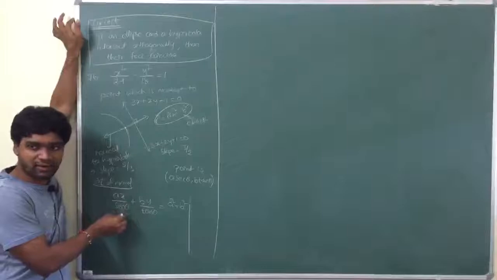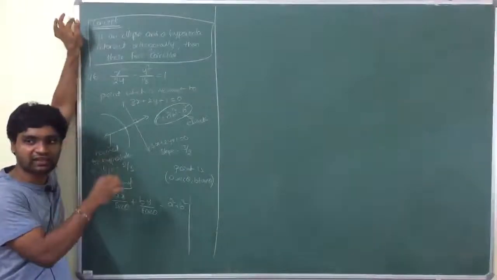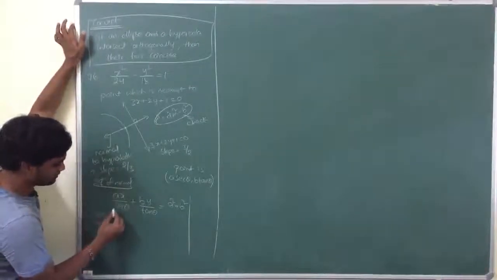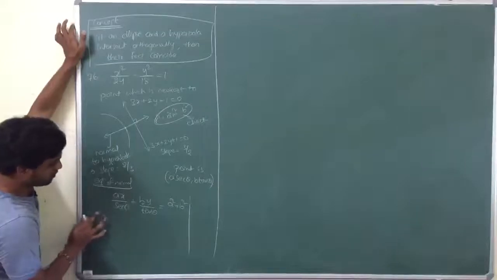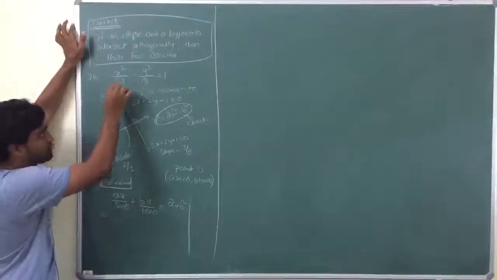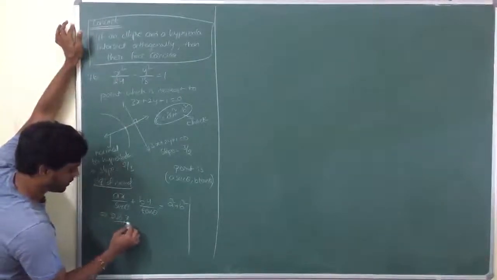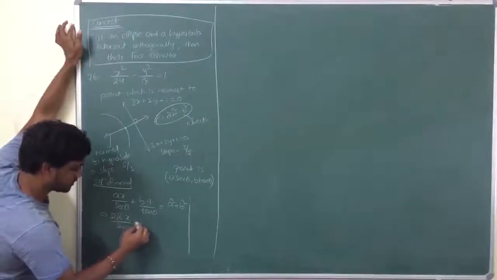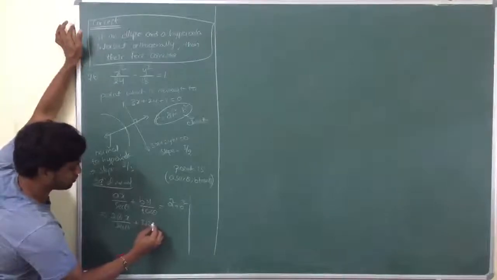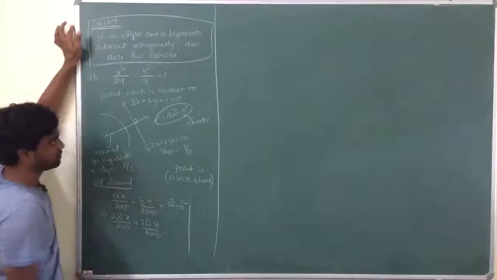x secant theta by a plus y tan theta by b is equal to 1. That is the equation of tangent. This is the equation of normal. We wrote the formula itself wrong. So now, a 2√6, sorry, 2√6 x by secant theta plus b 3√2 y by tan theta is equal to a square plus b square.